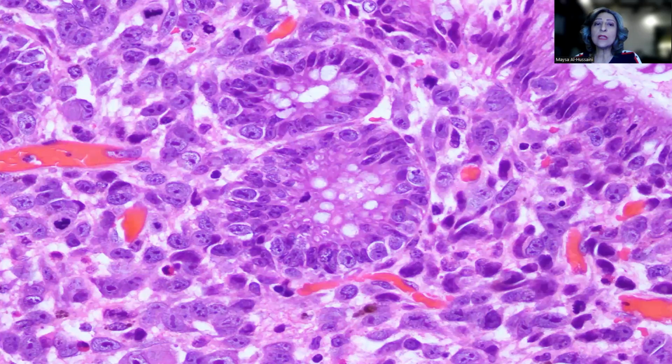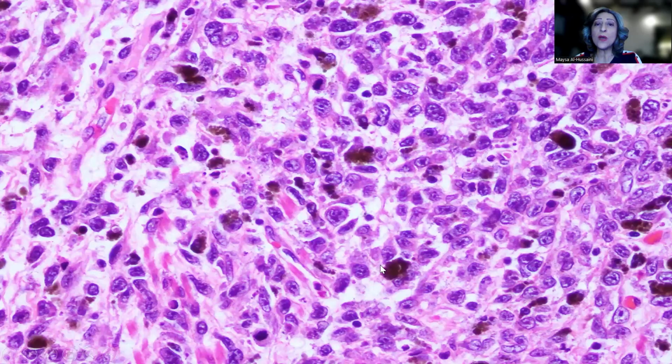But what was really surprising is the presence of those malignant cells invading in a pagetoid pattern the rectal glands, and these are the tumor cells in between. And there were areas deep in the lesion with the cells containing the brownish melanin pigment.